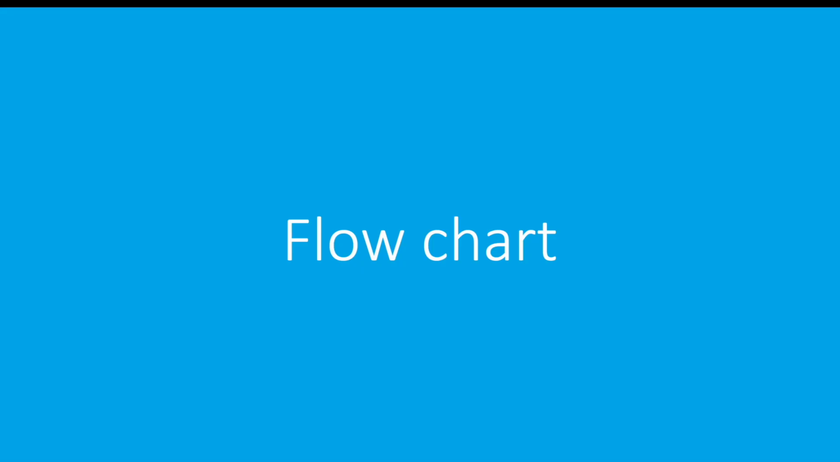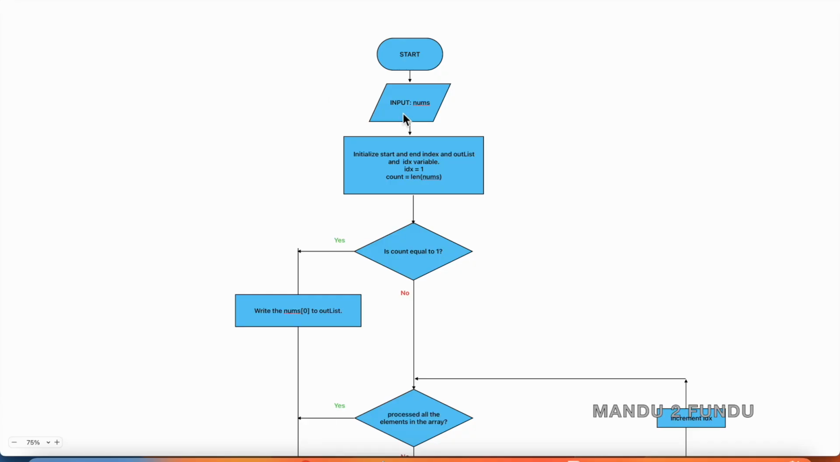Let's look at the flowchart. Input for this procedure is the nums array, which is in sorted order, and each element is unique. First we initialize the start and end index to 0 and initialize the output list, then initialize the index variable to the index value 1, and we compute the length of the array and assign that to count.